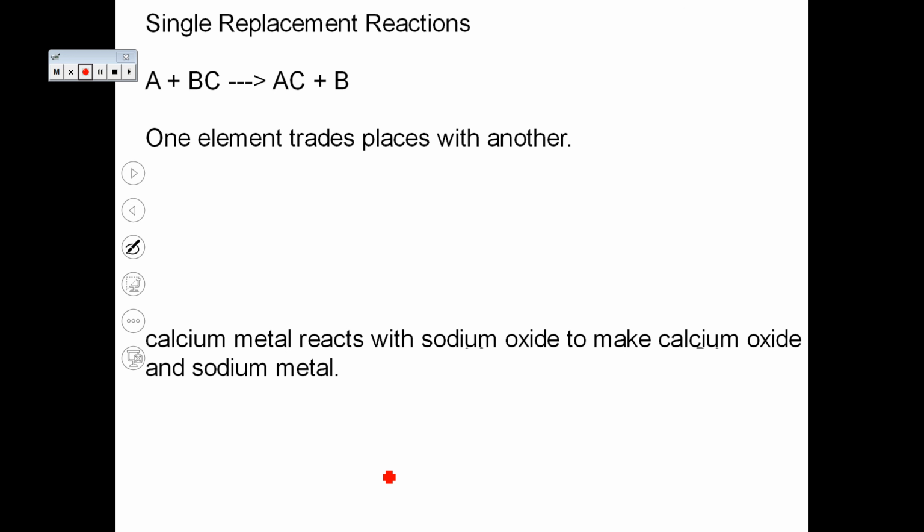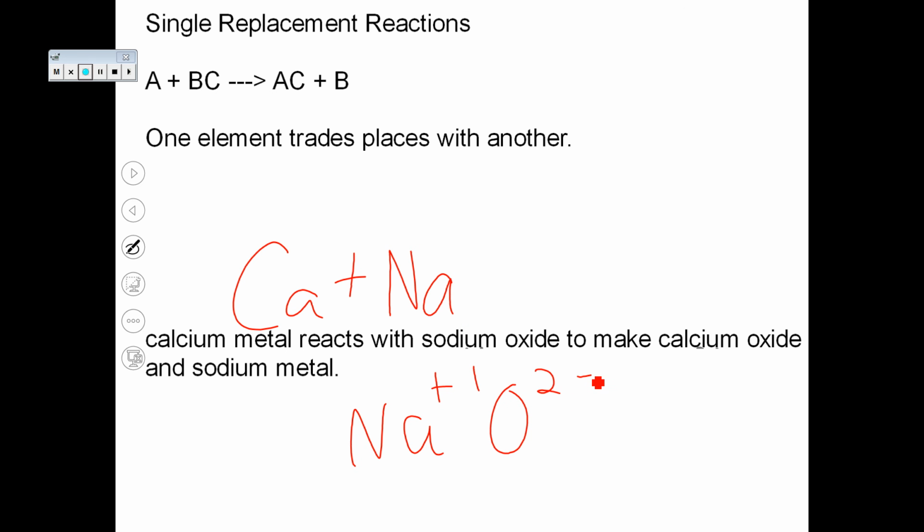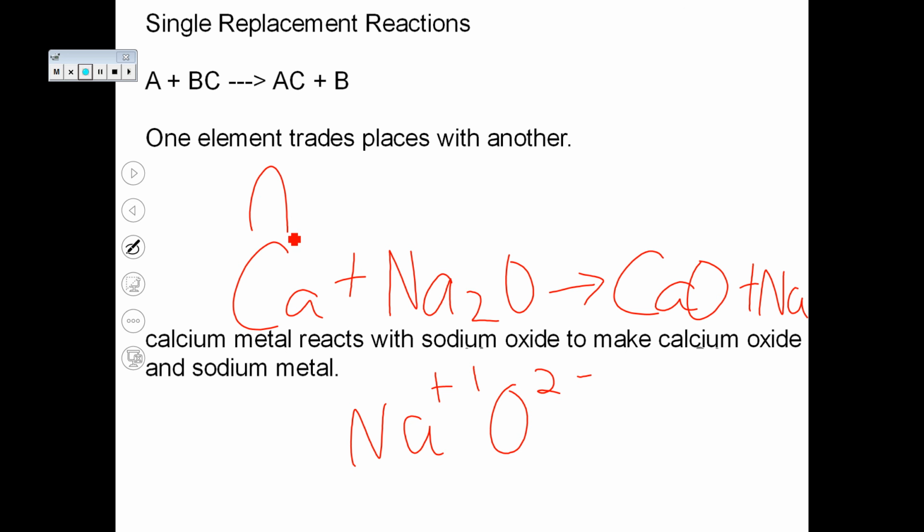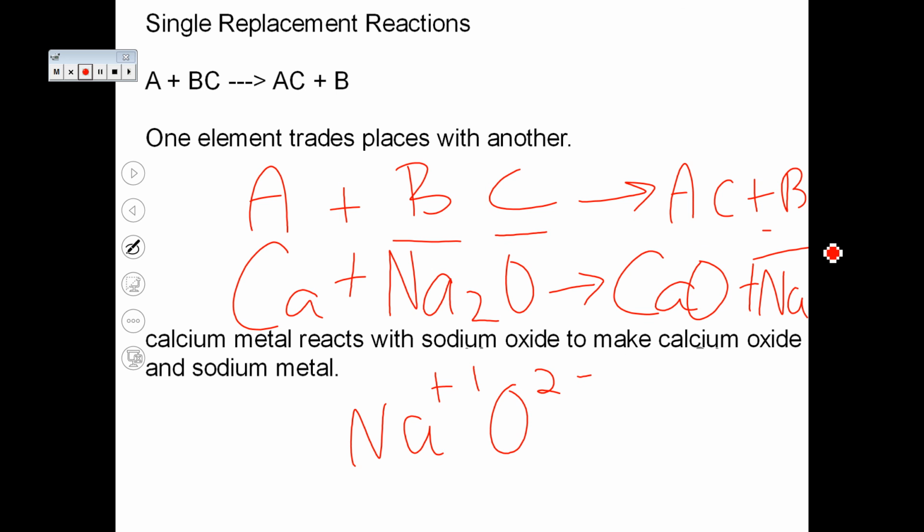Let's go ahead and do this one down here. Calcium metal reacts with sodium oxide. Sodium oxide, let's write the formula for it over here, Na plus 1, O2 minus, so it's Na2O, to make calcium oxide plus sodium metal. This one sort of went backwards. Instead of predicting the products, it was just giving you an example of a single replacement reaction where this is A, this is BC, and then it produces AC plus B.